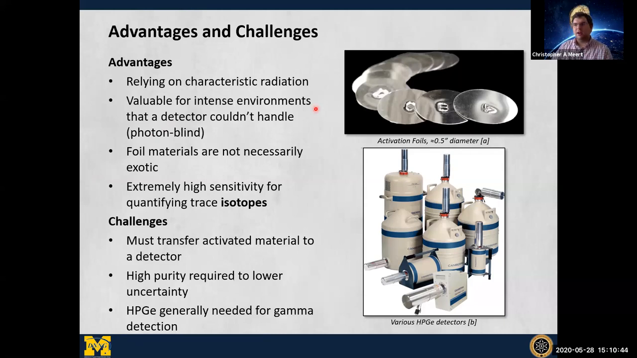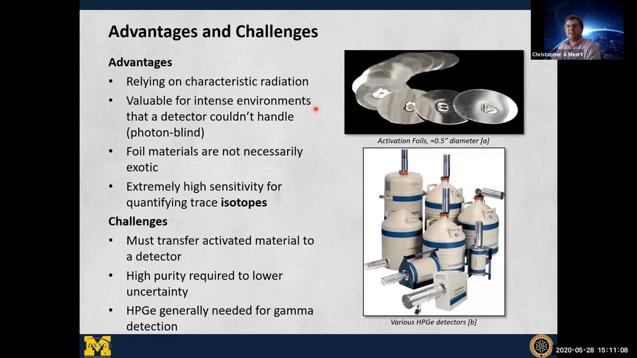So, of course, there are always some challenges, and I listed just a few here. Because this is an indirect method of observing a radiation interaction, we have to remove that foil from the neutron flux and bring it to a counter, another detector, to detect those decay gamma rays. That means we may lose some information as we transfer that material.